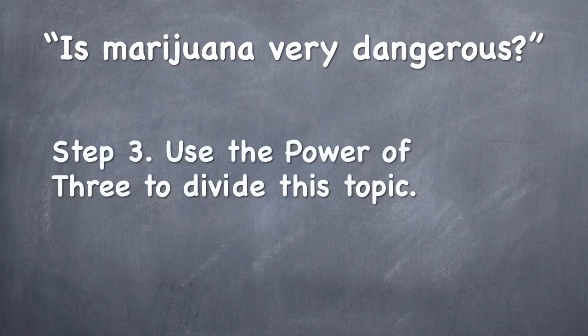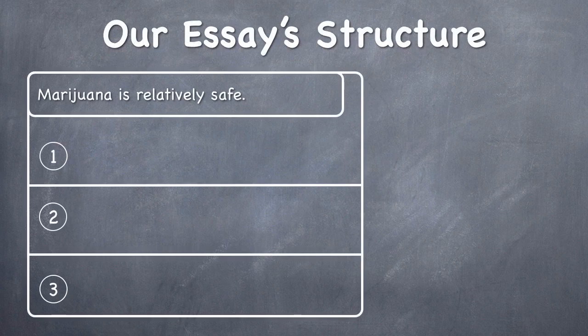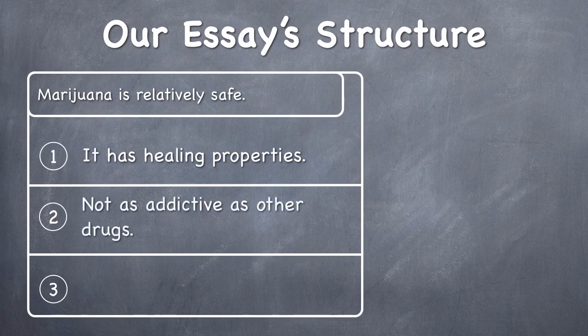Now, in step 3, we're going to use the power of 3 again to divide this topic. And let's see how this works in this essay. So we're saying marijuana is relatively safe. So in section 1, we're going to say it has healing properties. In section 2, we're going to say, well, it is not as addictive as other drugs. And in section 3, we're going to say, well, it can improve some cognitive processes.